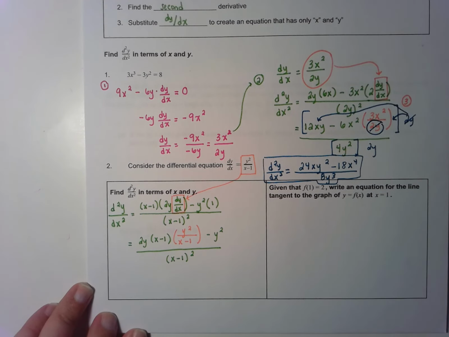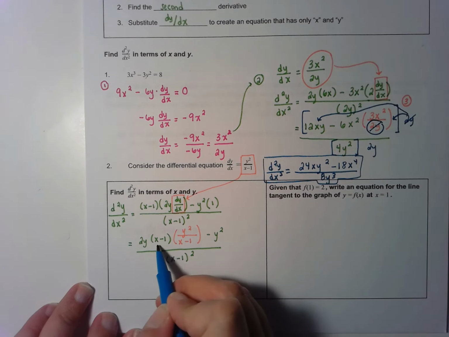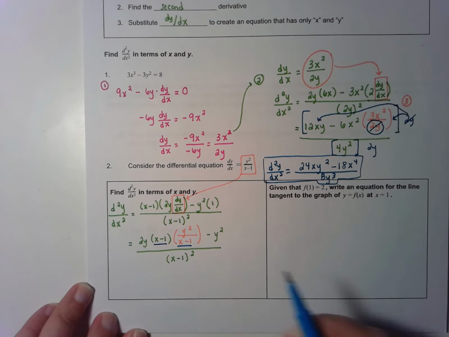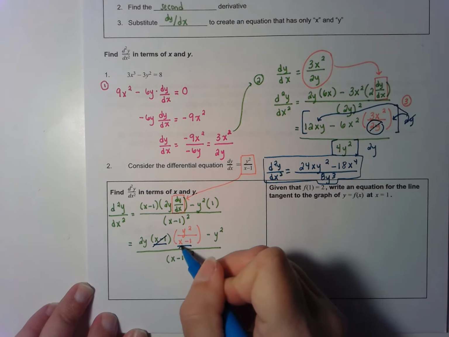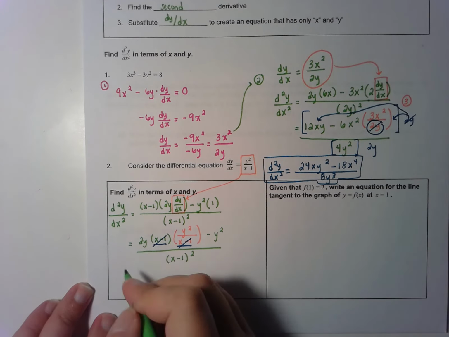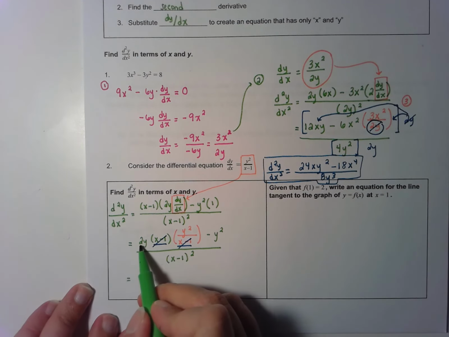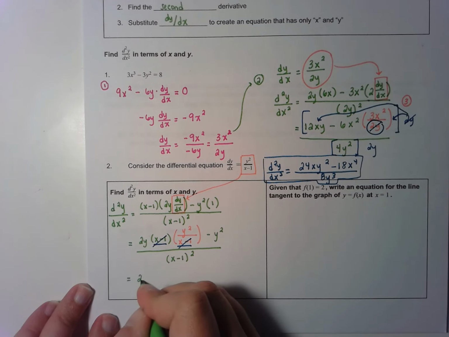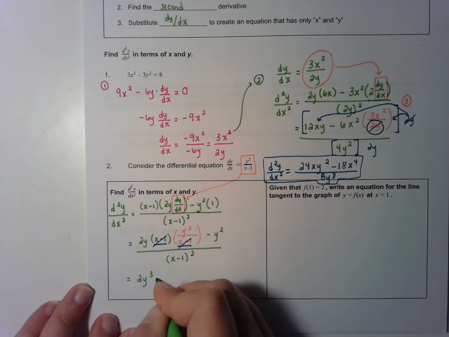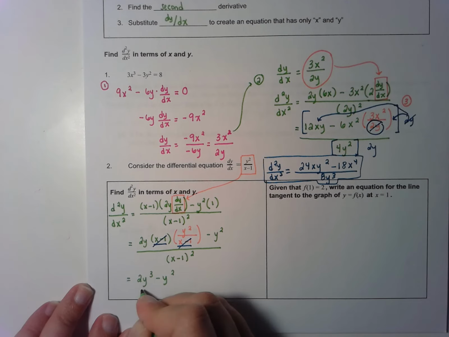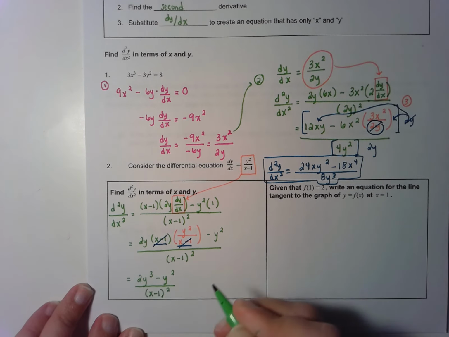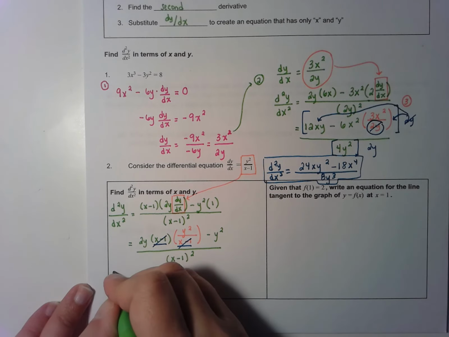Now, in this problem, if you look at what we have, the x minus 1 here and the x minus 1 here cancel because one is being multiplied and one is being divided. So my simplified second derivative would be 2y times y squared would be 2y cubed minus y squared over x minus 1 squared. And there's your second derivative.